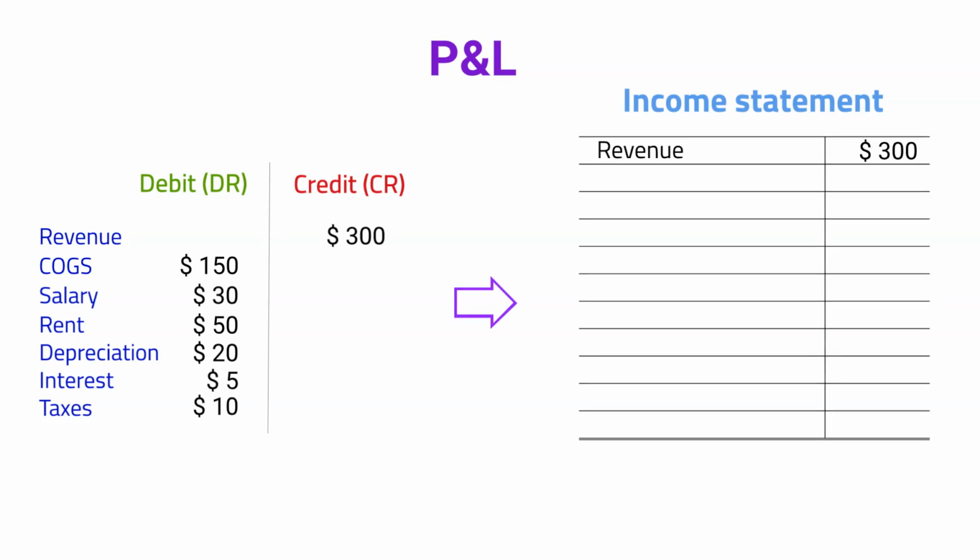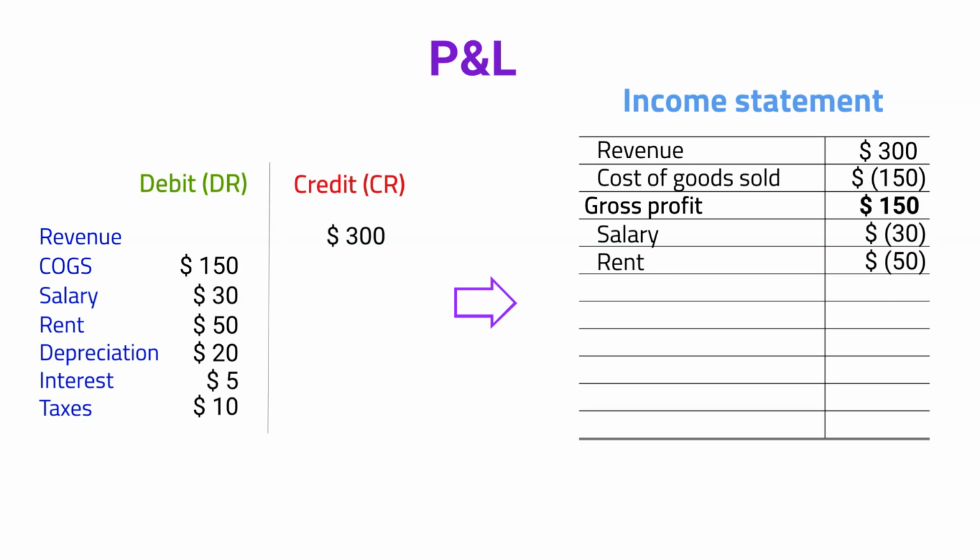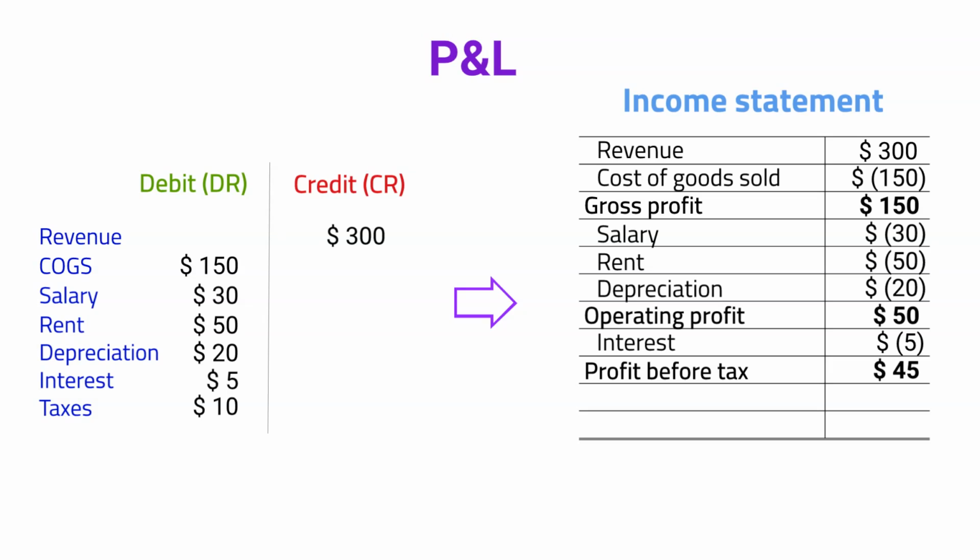Revenue $300, cost of goods sold $150. They result in gross profit of $150. Then operating expenses: salary $30, rent $50, depreciation $20. Together they result in an operating profit of $50. Then interest $5. Now we have profit before tax of $45. And then income tax $10. And finally net profit $35.